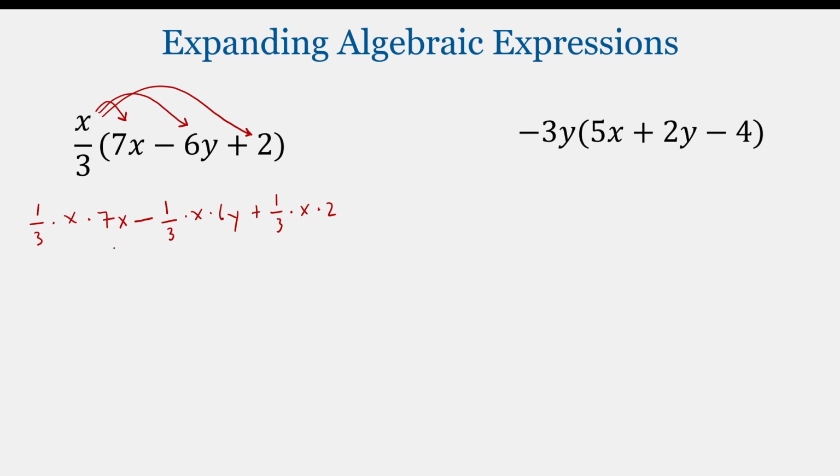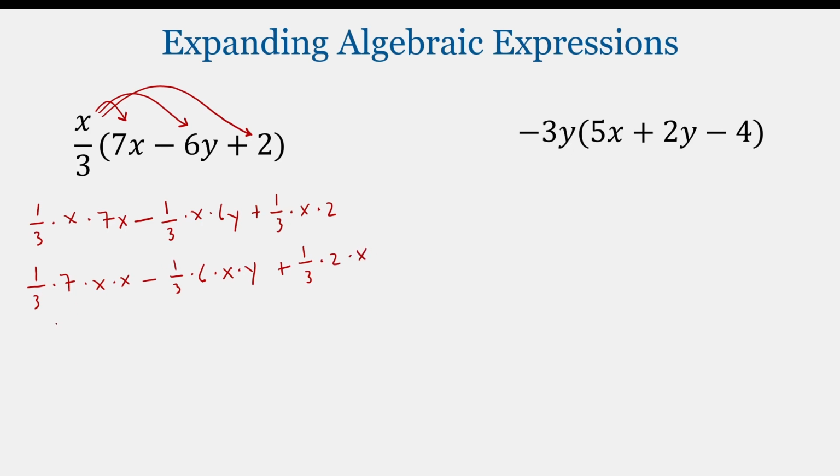Rearrange the factors because order does not matter in multiplication. Get the numbers together. So we have 1/3 times 7 times x minus 1/3 times 6 times x times y, and then plus 1/3 times 2 times x.